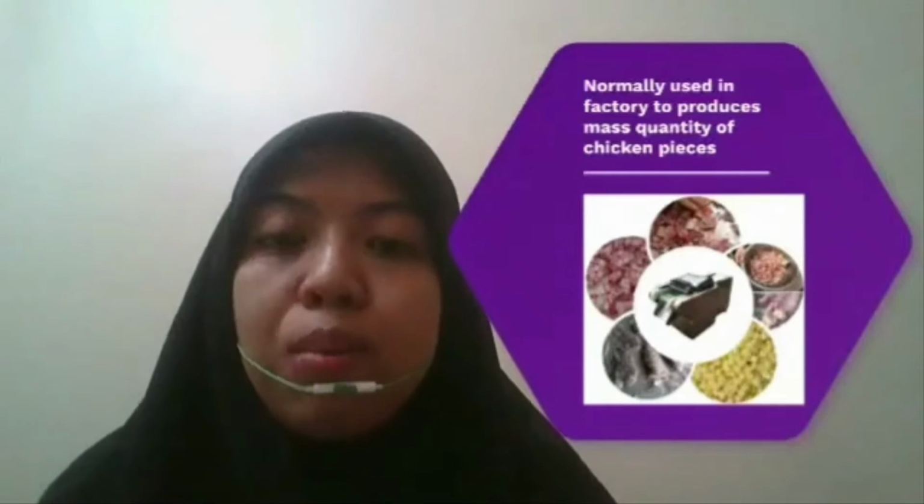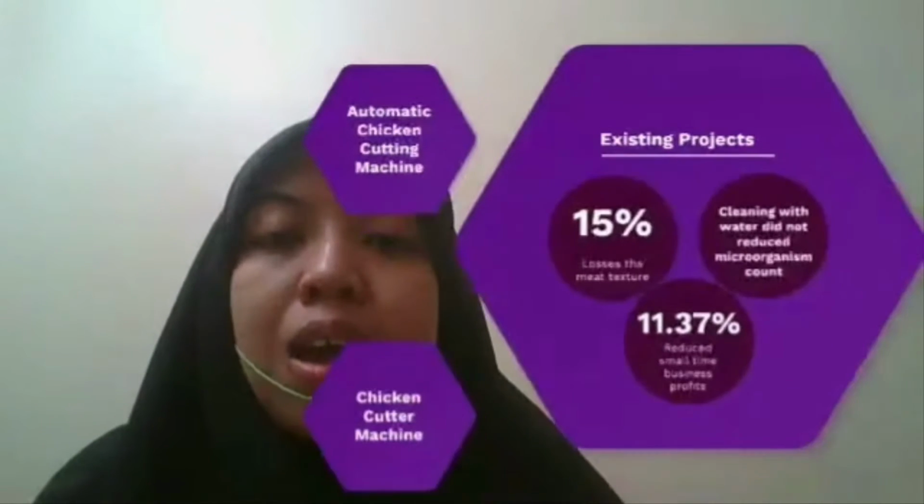Firstly is the automatic chicken cutting machine. Normally used in factories to produce mass quantities of chicken pieces. Every product has pros and cons. The strengths are easy to operate and high efficiency, and the weakness is that it is not portable and it is heavy.